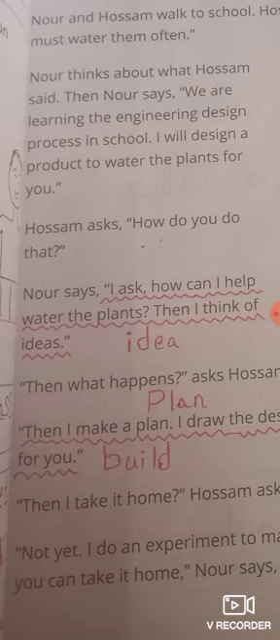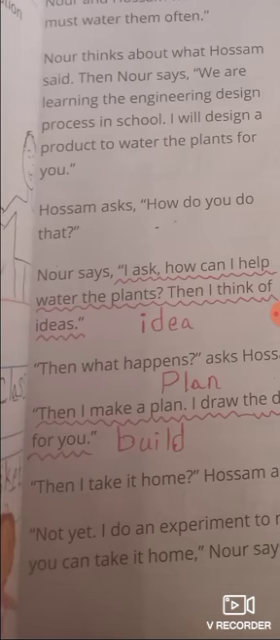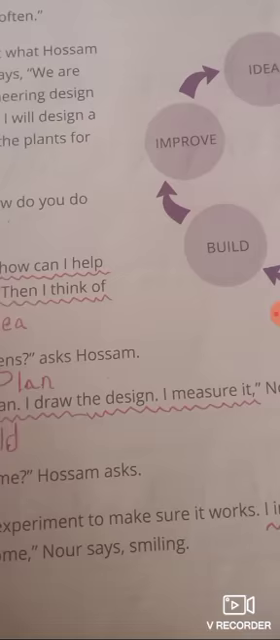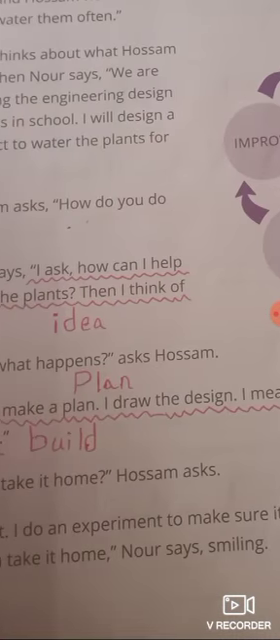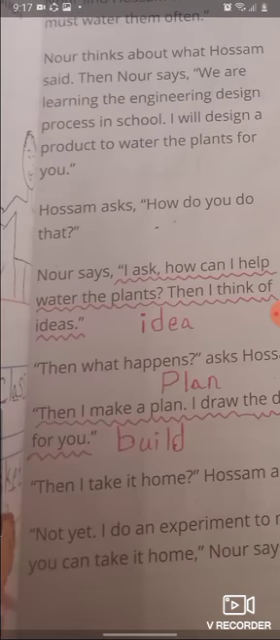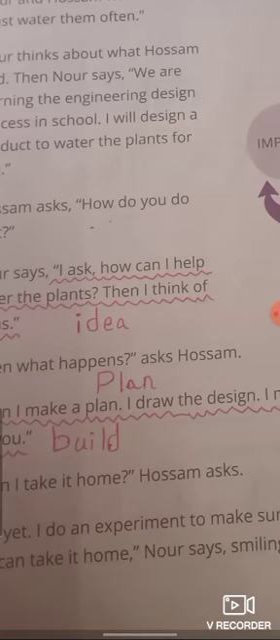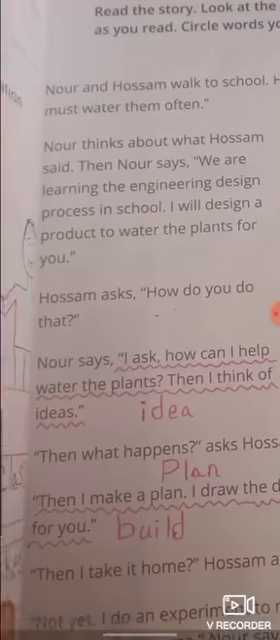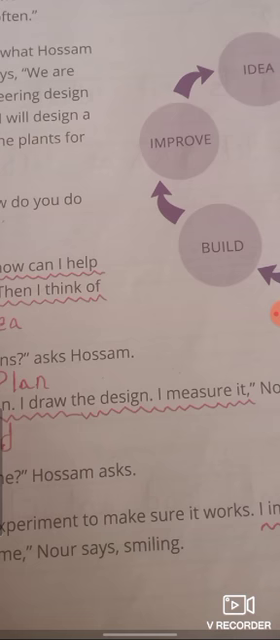So the first step is idea. Then what happens? Asks Hossam. Then I make a plan. I draw the design, I measure it. Noor says, then I build it for you. So we have here the plan and the build. Then I take it home. Hossam asks, not yet. I do an experiment to make sure it works. I improve it if I can. Then you can take it home, Noor says, smiling.